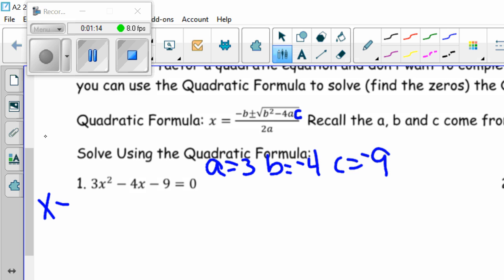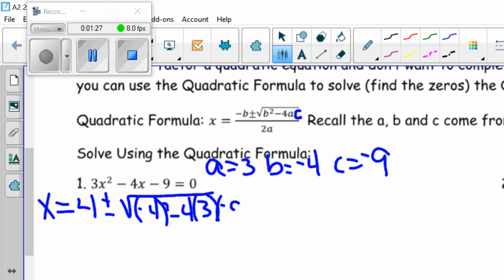So x equals negative b, that just means change the sign of b. My b was negative 4, so I make it positive 4. Plus or minus the square root. Negative 4 squared minus 4 times 3 times negative 9, all of that divided by 2 times 3.